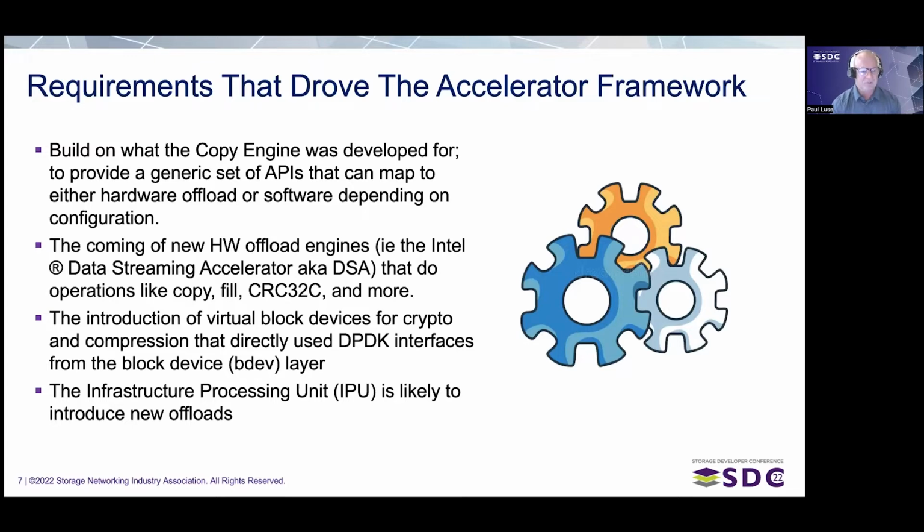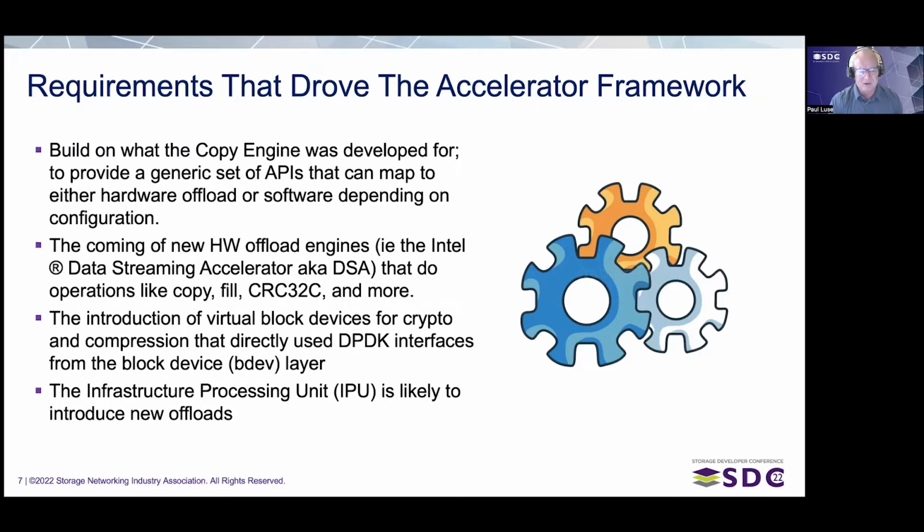We needed to be a little bit more robust, and we need to make it easier for other community members to come in and add new accelerator modules. And we'll talk about what a module is here shortly. Another one is the introduction of virtual block devices for crypto and compression. This actually happened a couple years ago. It happened right around the time that the Accelerator framework was sort of getting off the ground with a giant patch that did a bunch of renaming of copy engine to Accelerator framework. When we implemented those, the concept of a large Accelerator framework wasn't really there yet. We were just kind of getting things off the ground.